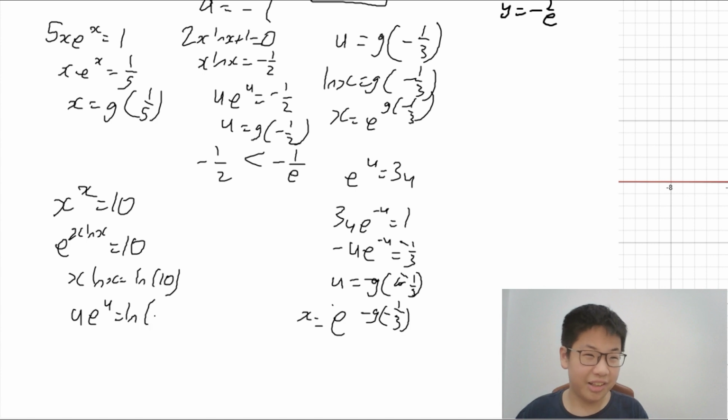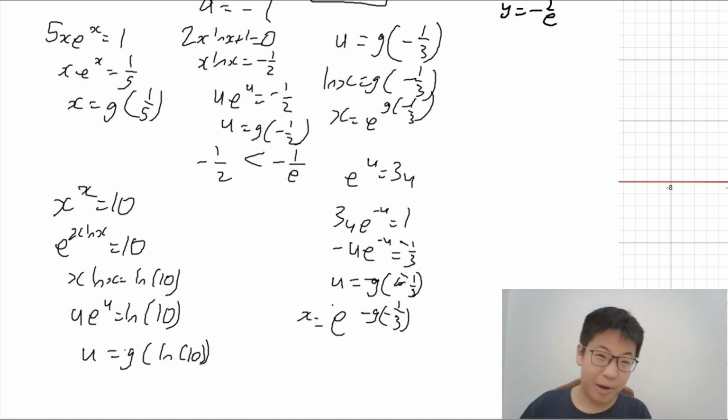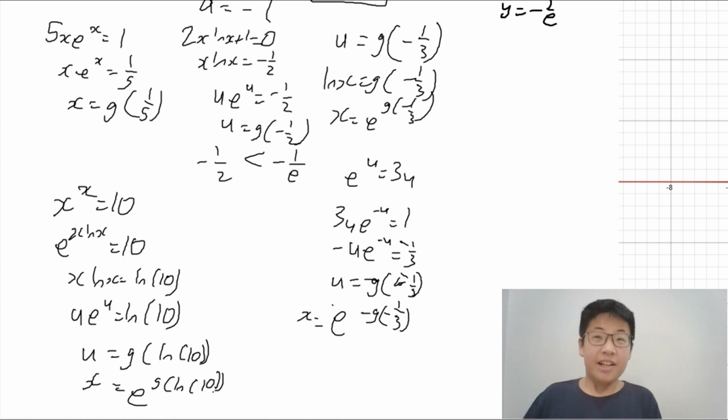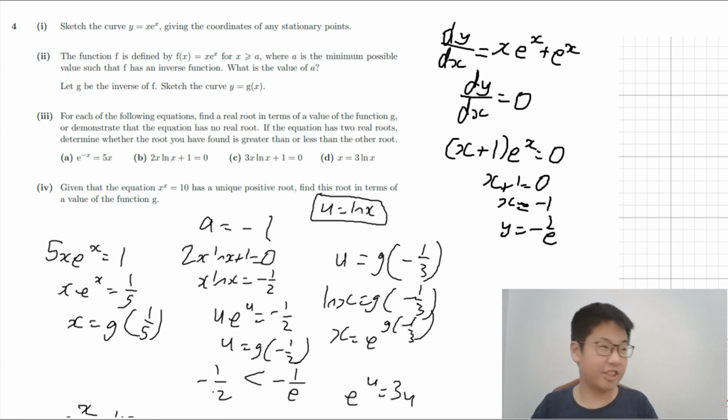u e^u equals ln 10. Then u equals g of ln 10. Using the substitution back and taking e to the power on both sides, since e to the power of u is x, we can conclude that x equals e to the power of g of ln 10. That was quick. I hope that enlightened you about the wonders of this marvelous g function.